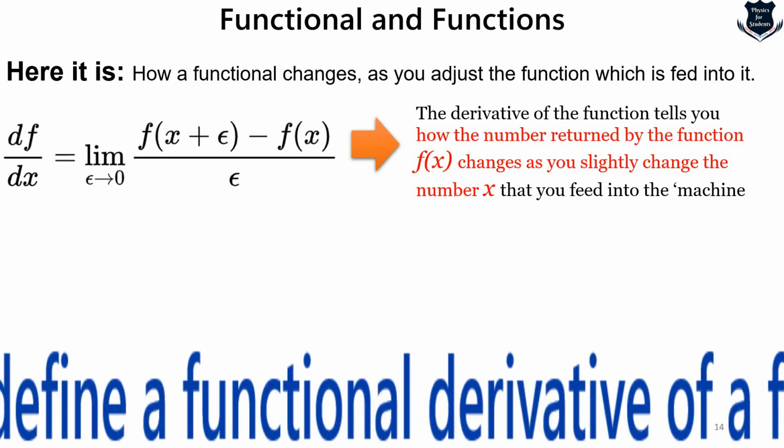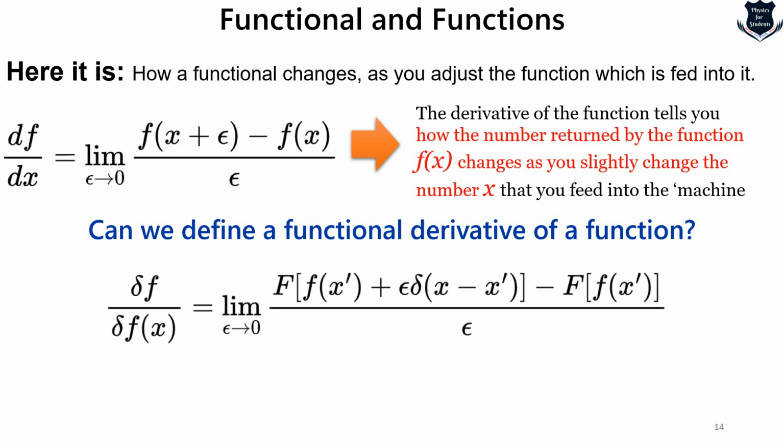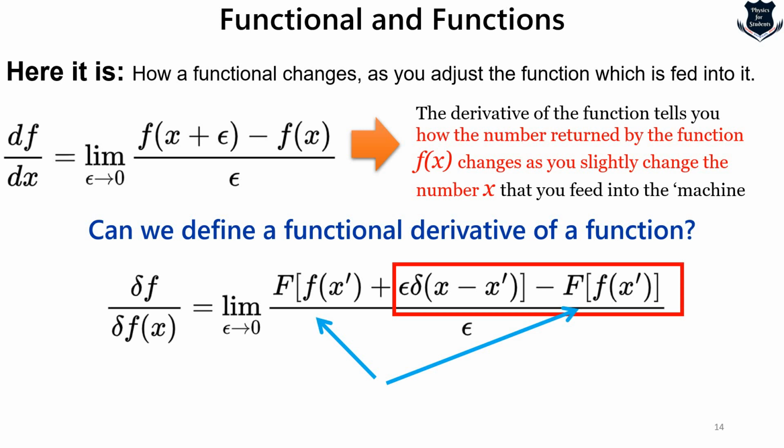Very simple. The question is this one: can we define a functional derivative of a function? Definitely we can do that, and this equation shows this. So here you see I have underlined in red this one. The functional derivative tells actually how the number returned by the functional, this one, F within braces F of x, changes as we slightly change the function f of x that we actually fed into the machine.